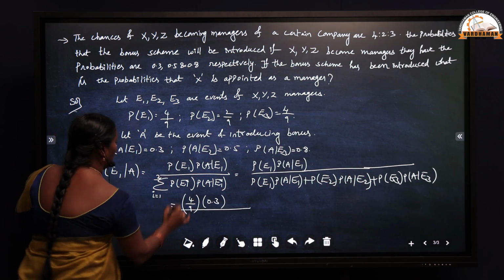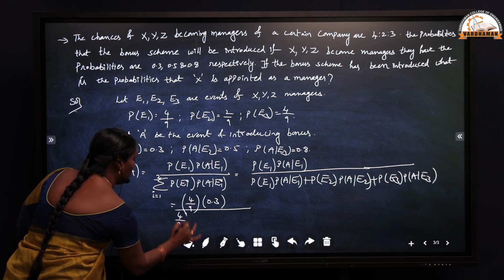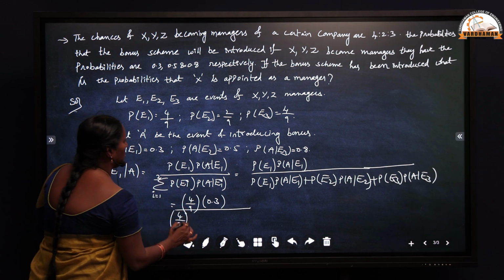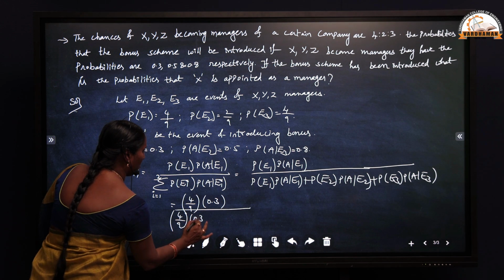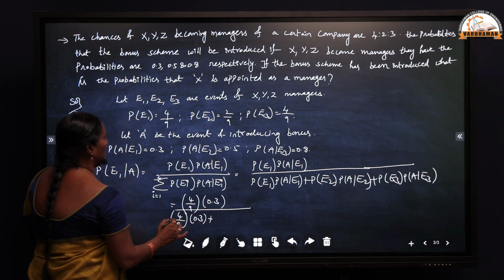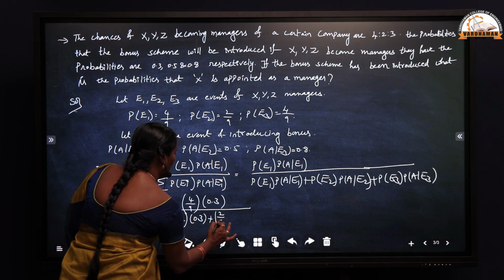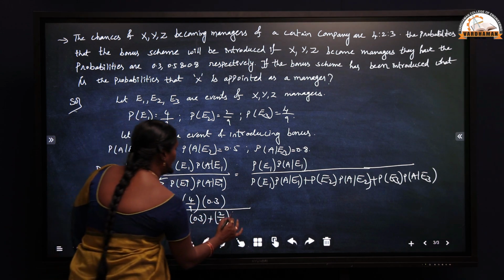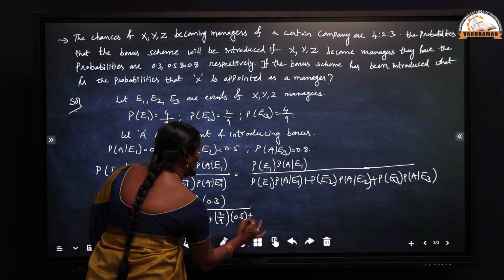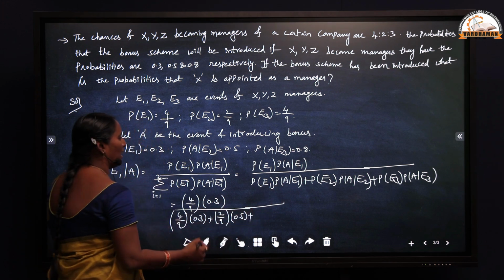What is the first event? P of E1 is 4 by 9 into 0.3. Okay. Next, P of E2. What is P of E2? 2 by 9 into A given E2, which is 0.5, plus the third event is also there. We added the third event.